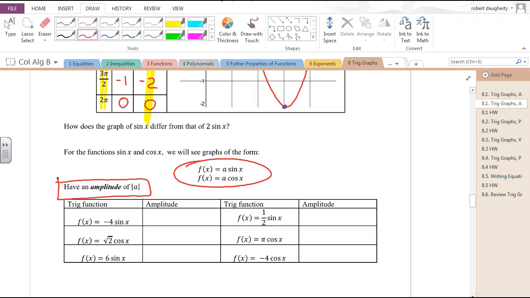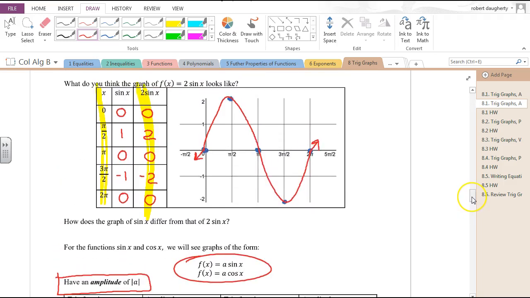Okay? So if I look at this, this was 2 sine of x. The amplitude is the distance from here to here. What is that distance? 2. So this graph has an amplitude of 2. Okay? And it's the same distance from there to there, 2. So from the 0 on the x-axis, I only go up 2 and I go down 2. So the amplitude of this graph is 2.